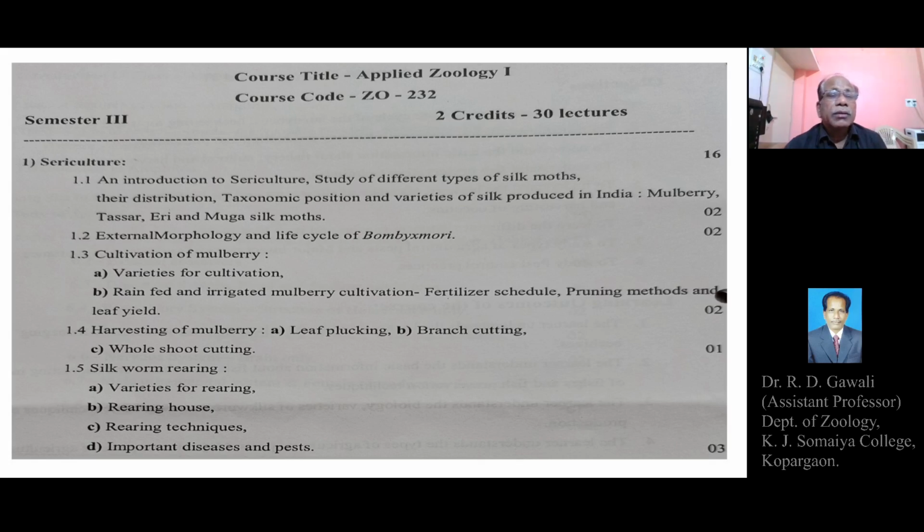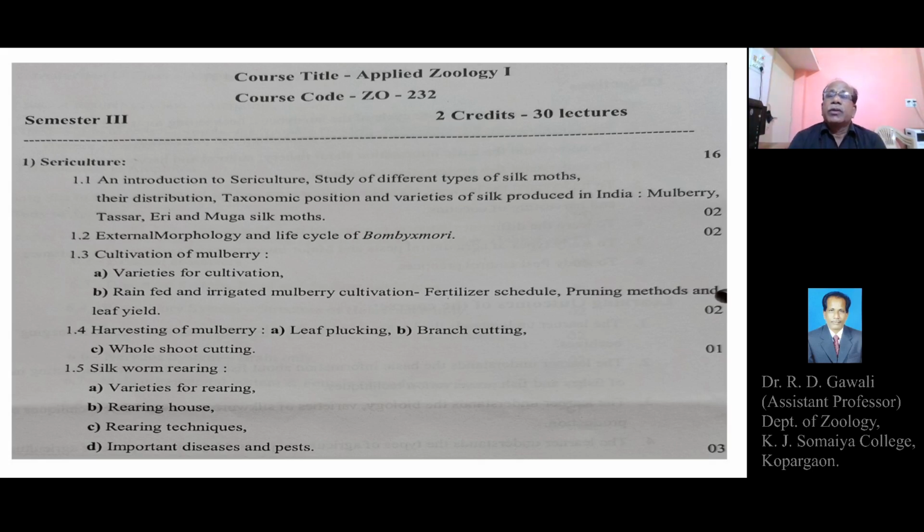Then another point with respect to mulberry cultivation is rain-fed and irrigated mulberry cultivation. So we can plant or cultivate the mulberry crop in the field in two different regions, that is rain-fed region and the irrigated regions.